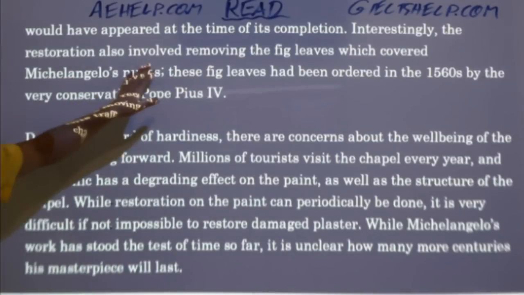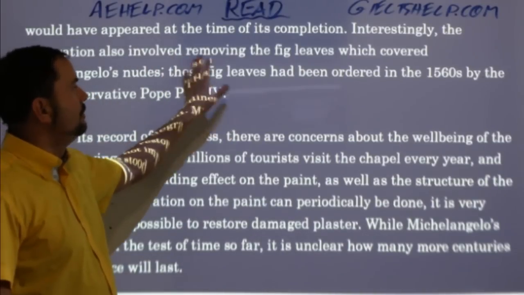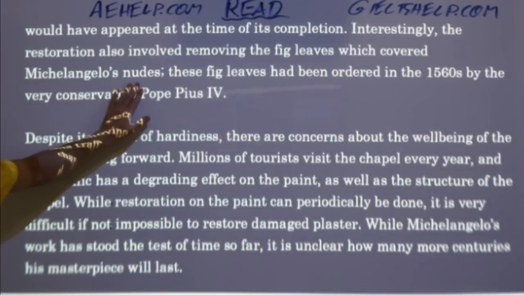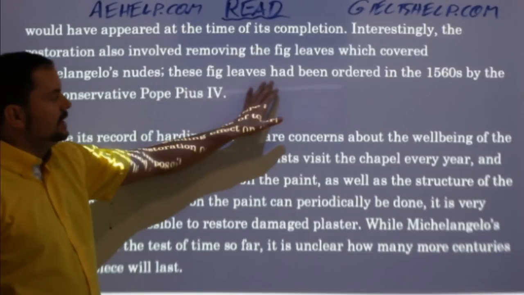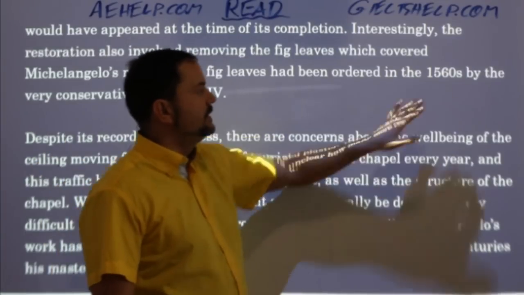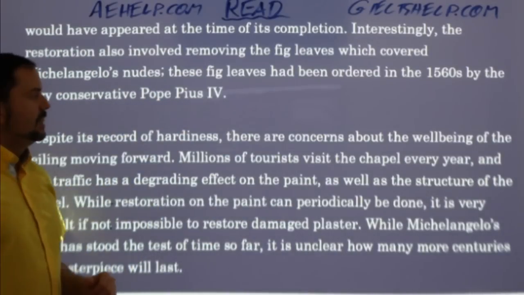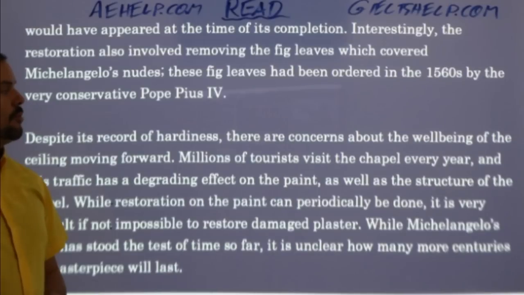Interestingly, restoration also involved removing the fig leaves which covered Michelangelo's nudes. These fig leaves had been ordered in the 1560s by the very conservative Pope Pius the Fourth.